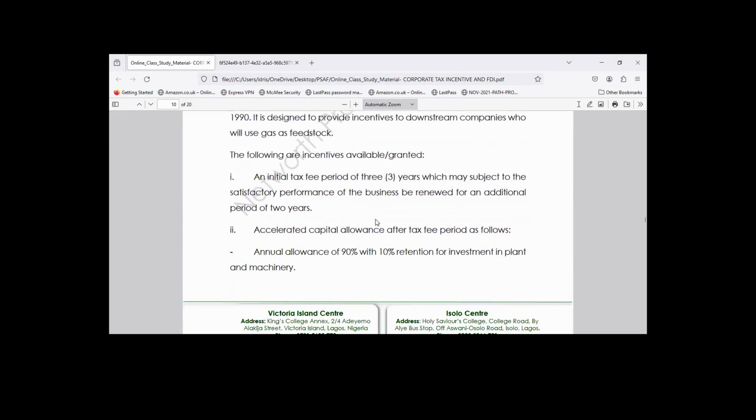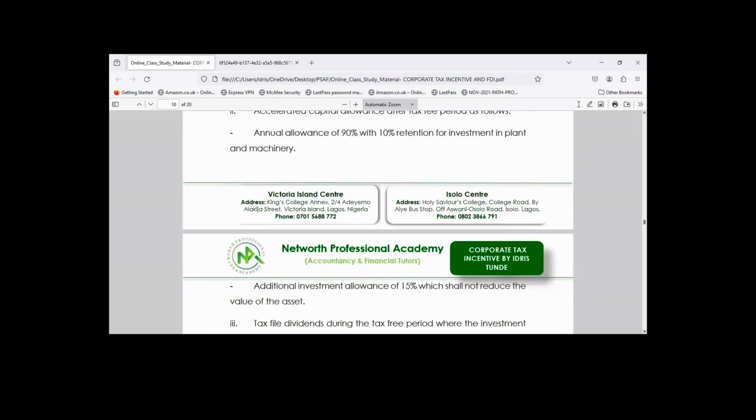Number two incentive, accelerated capital allowance. The annual allowance will be 90% anytime they purchase qualified capital expenditure, either plant and equipment, plant and machinery, furniture and fitting, motor vehicle. They will be given 90% annual allowance, while 10% retention for investment in plant and machinery. 10% retention means 10% investment allowance. Apart from that, they will also be given an additional investment allowance of 15%.